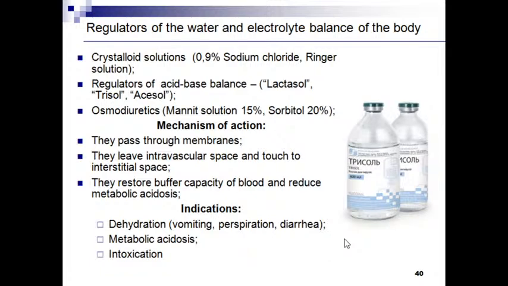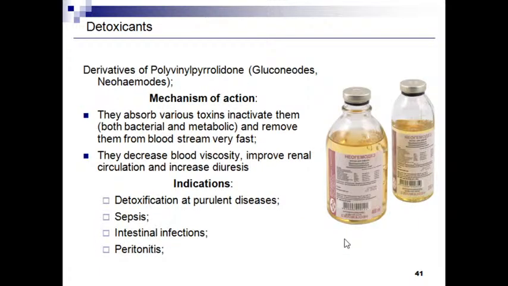Indications for transfusion of crystalloids are dehydration. Various variants of dehydration, for example, isotonic dehydration, as a result of vomiting, perspiration, or diarrhea. We can use these solutions for correction of metabolic acidosis or for correction of intoxication, for dissolving the toxins in the bloodstream, regarding improvement of microcirculation and increasing of intravascular, cellular and intracellular volumes.